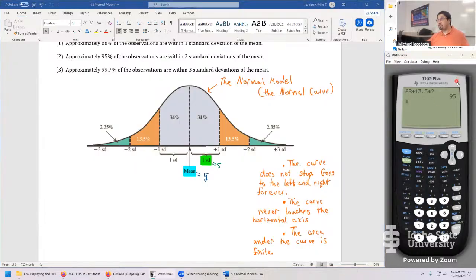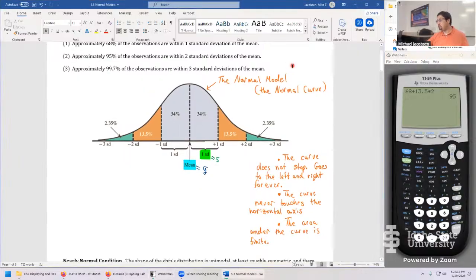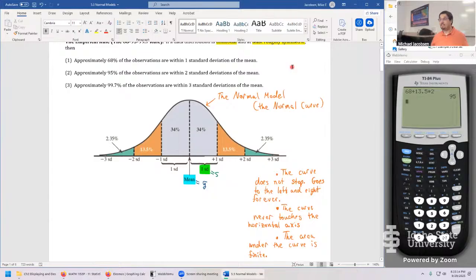That's when we'll start to use the calculator, computing these percentages that we see here, or you could call them probabilities; you're really talking about the same idea. So it's a pretty wild curve. It goes to the right forever, to the left forever. The area is finite. That's why it makes sense to talk about percentages.